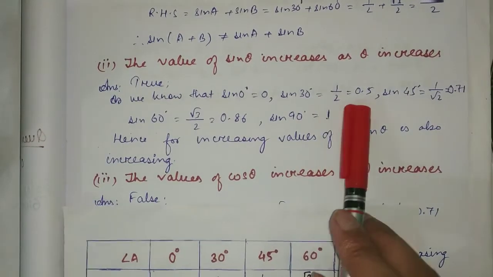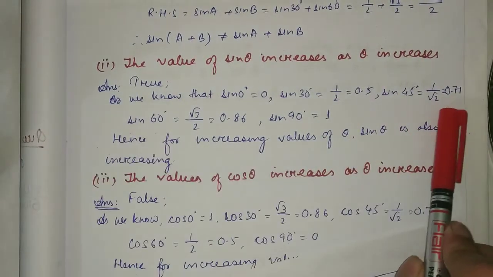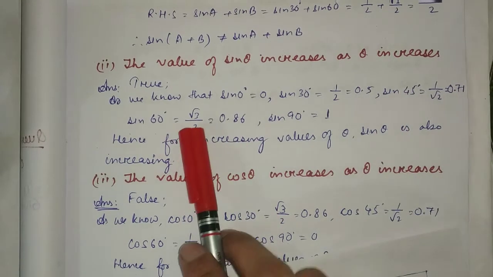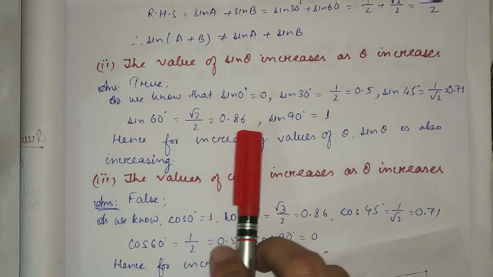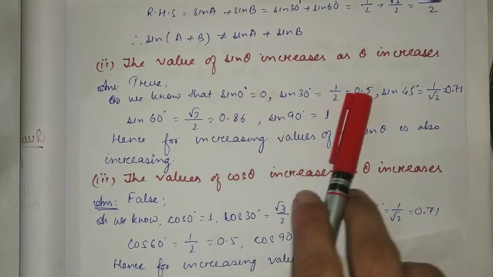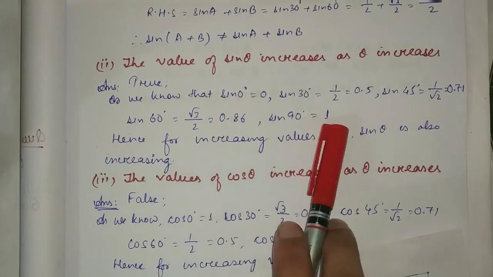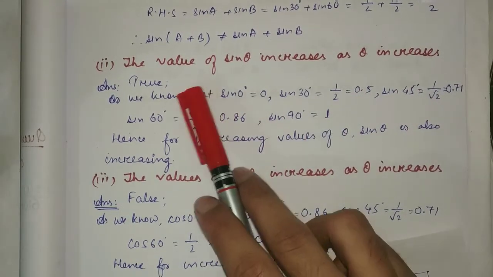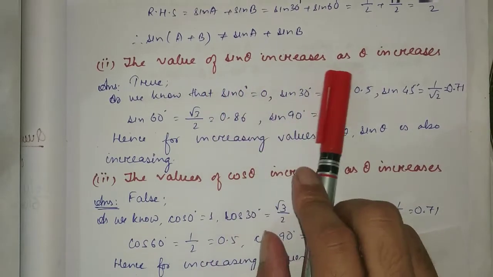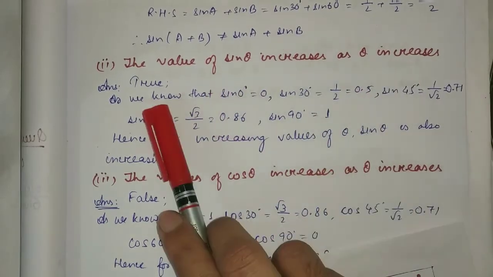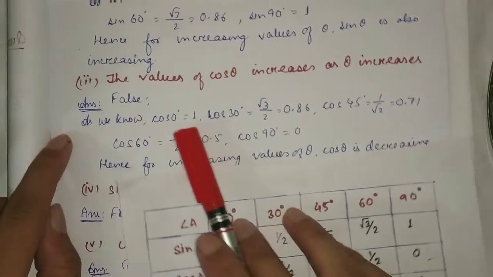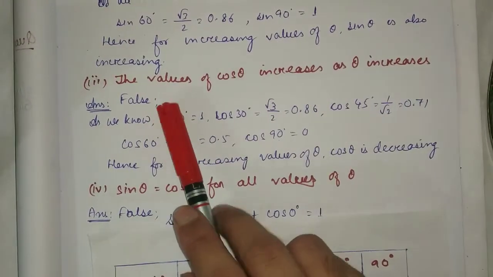We find that the value of 1 by 2 is 0.5, 1 by root 2 is 0.71 and root 3 by 2 is 0.86, which is increasing: 0, 0.5, 0.7, 0.8 and then 1. So we can say that yes, the value of sine theta increases as theta increases. So it is true. But this is not the case for question number 3.